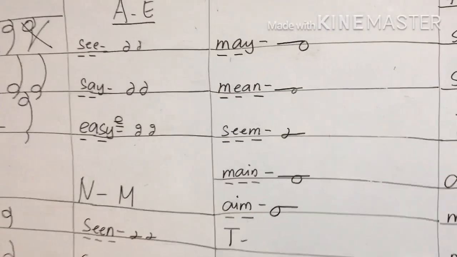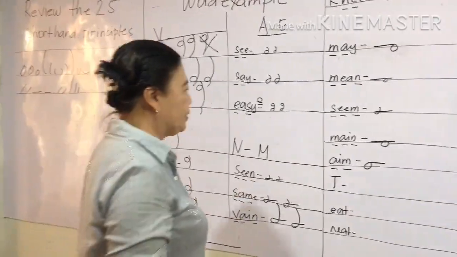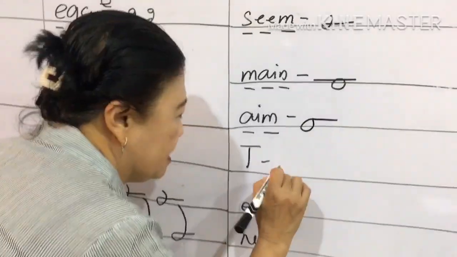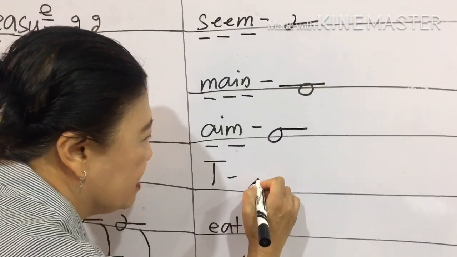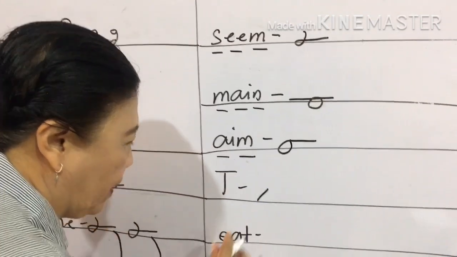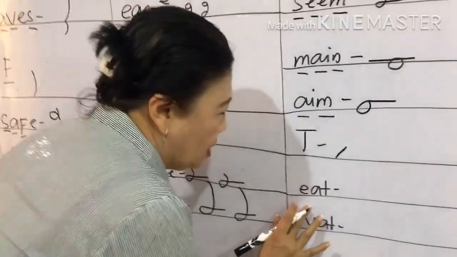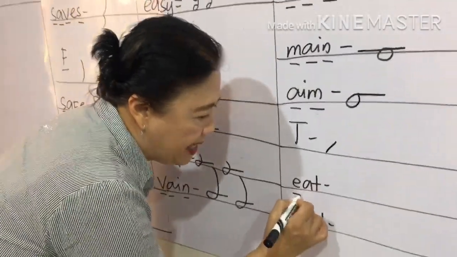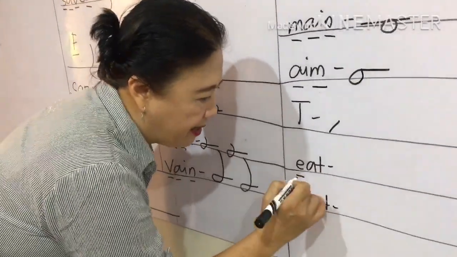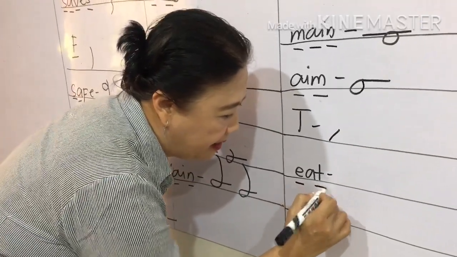Now, let's proceed to the example of the letter T. So, letter T is represented by an upward straight slant stroke. It only occupies a quarter of the space. So, we have an example. We have eat, the word eat. We have E and T.